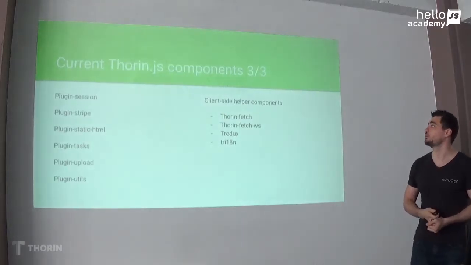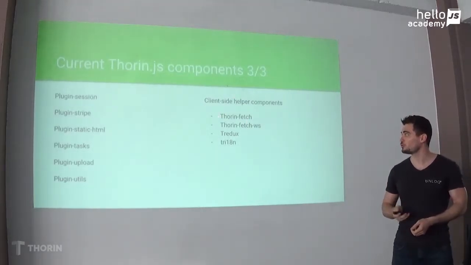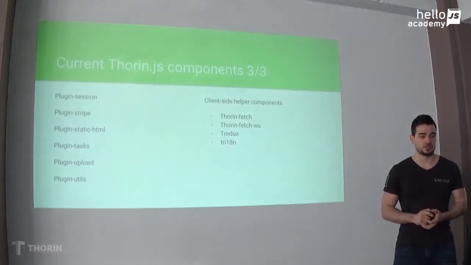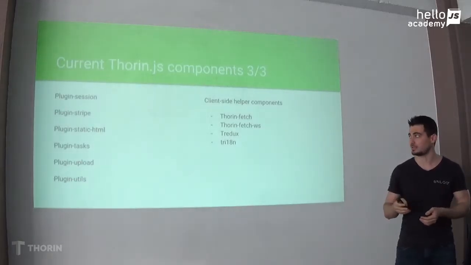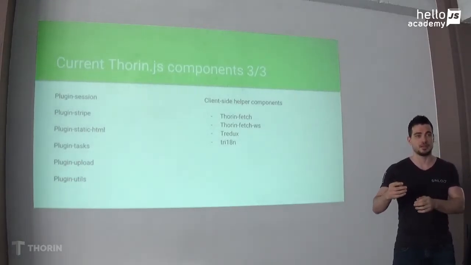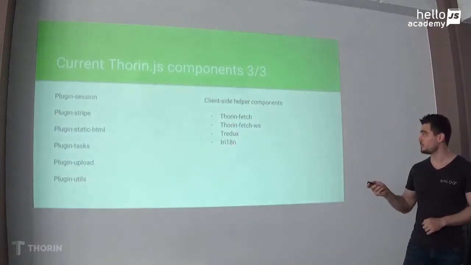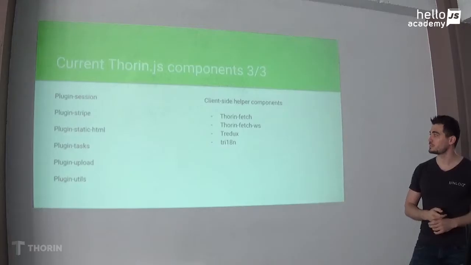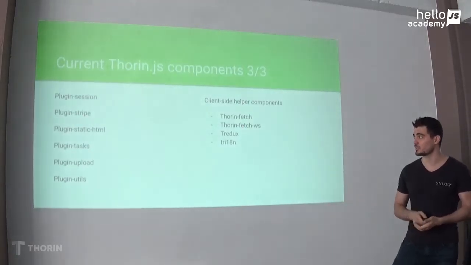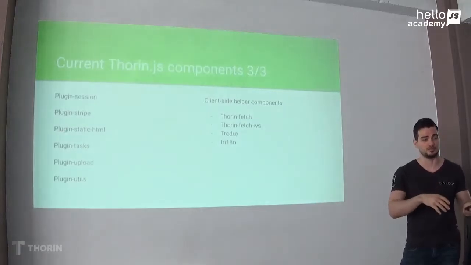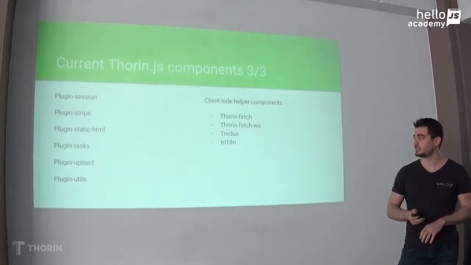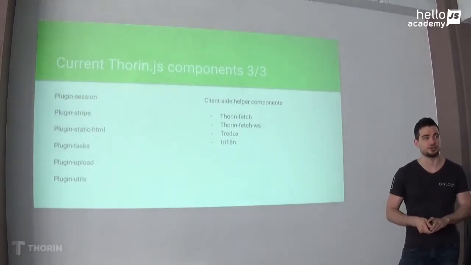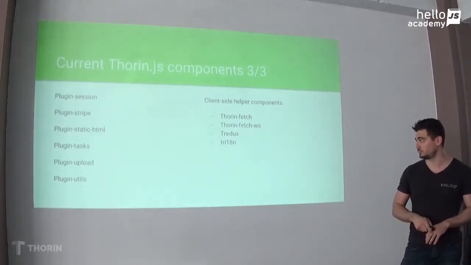Now on the client side, we've created a small module called Thorin Fetch, which integrates with the actual HTTP transport and parses out the data, and it knows how to send types and payloads and how to process the response. The same is done for WebSockets, for the WebSockets transport. Then you have Redux, which is essentially a small wrapper above Redux to make all this happen. And finally, a very, very small component called Thorin i18n, which is essentially internationalization for your client-side application.